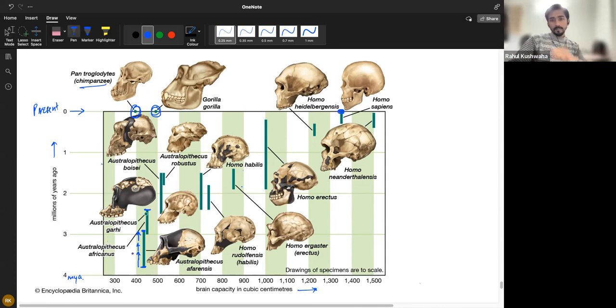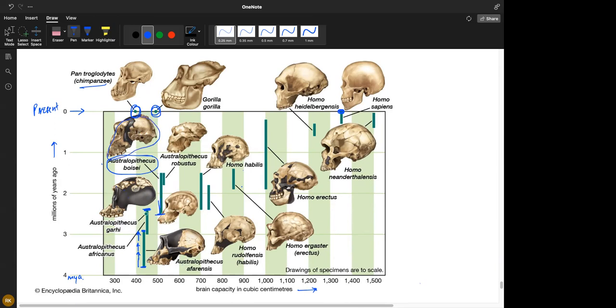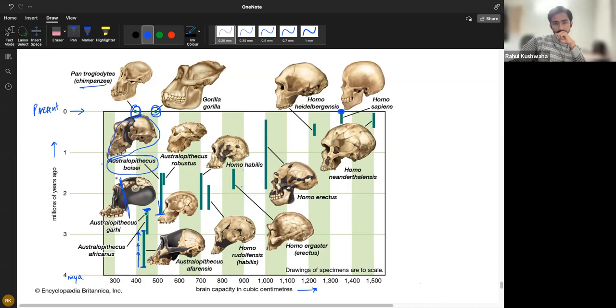Correct? But from this point onwards, around when Australopithecus garhi ended, we find another Australopithecus evolving and rising, which is Australopithecus boisei, right? Yes. And now you can see that they have a small face, and they started getting slightly bigger brains, right? But also, let me tell you one more thing that is interesting.